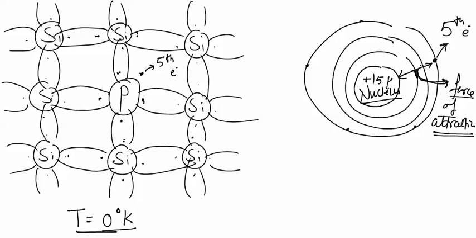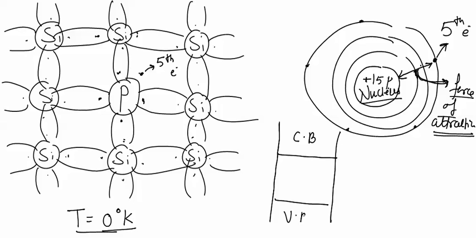The energy band diagram will be like a normal intrinsic semiconductor. There will be a conduction band, there will be a valence band, and there will be a forbidden band. There will be a little difference in the energy band diagram of an intrinsic semiconductor and an n-type semiconductor because of the different type of charge carriers present in the material.